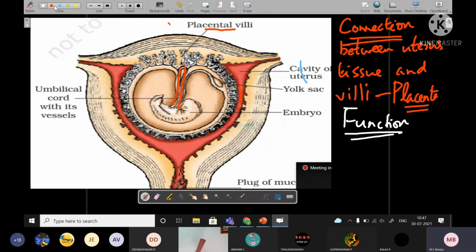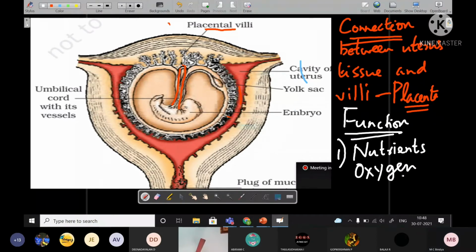So one function you have told: through the placenta, embryo will receive nutrients. Second, embryo will receive oxygen from mother's blood. Mother's blood has hemoglobin, no, that carries oxygen. So that oxygen will come to the embryo like this, because initially they can't breathe like how we adults breathe. So they have to take the dissolved oxygen present in the mother's blood. So embryo will get nutrients, oxygen, and also some growth hormones, whatever comes in mother's blood.